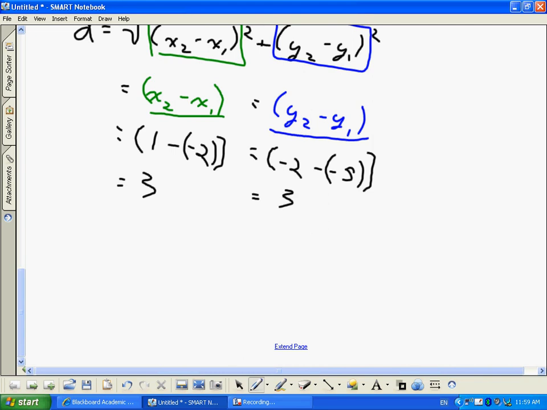So like we found with our triangle above, our right angle triangle, we move 3 units on the x-axis. We're moving 3 units on the x-axis. And because it's positive, we're moving to the right. And we move 3 units on the y-axis. And because it's positive, we moved up.